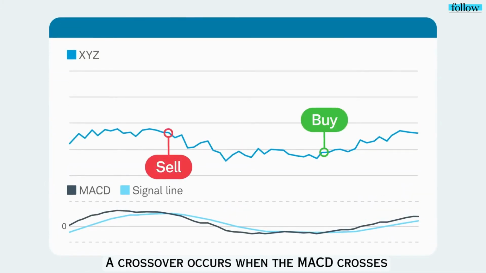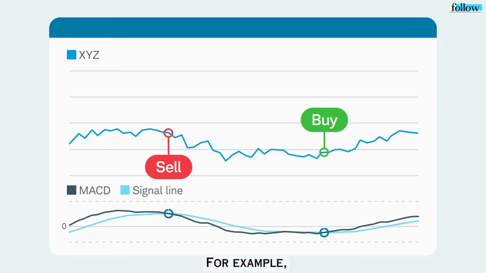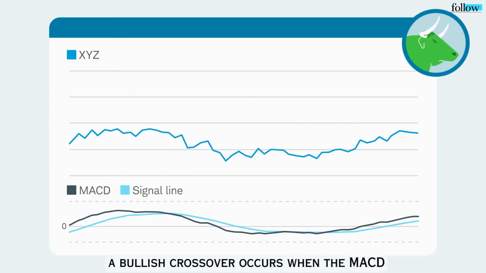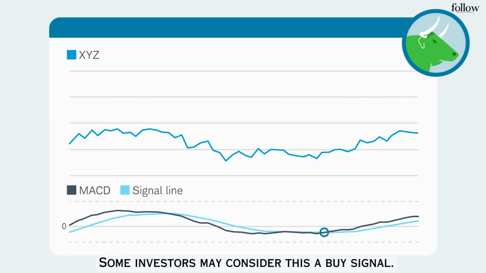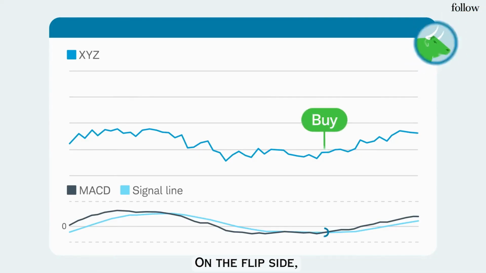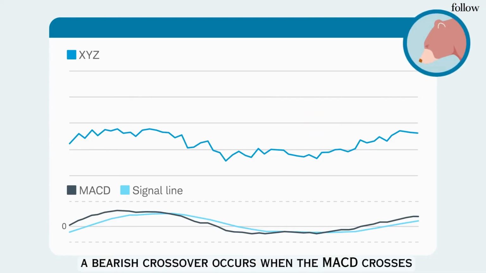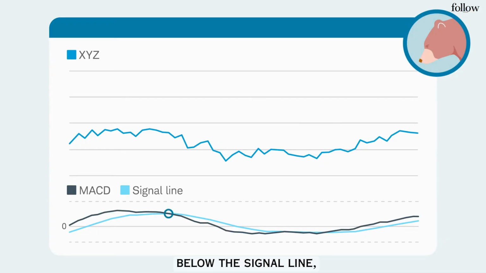A crossover occurs when the MACD crosses above or below the signal line, which can signal that a trend may be reversing. For example, a bullish crossover occurs when the MACD crosses above the signal line. Some investors may consider this a buy signal. On the flip side, a bearish crossover occurs when the MACD crosses below the signal line, and some investors may consider this a sell signal.